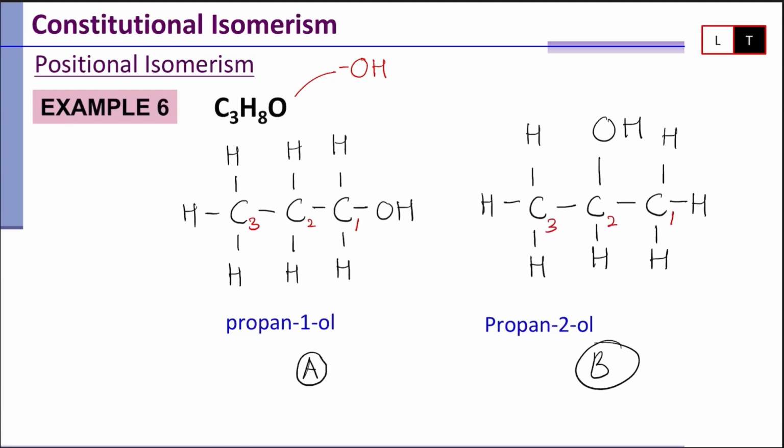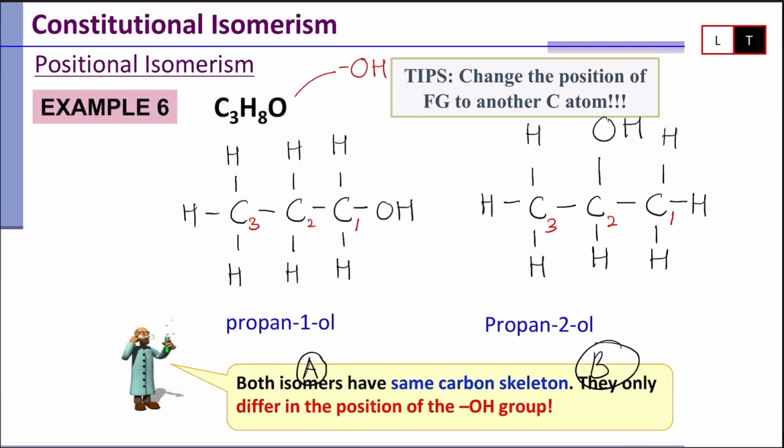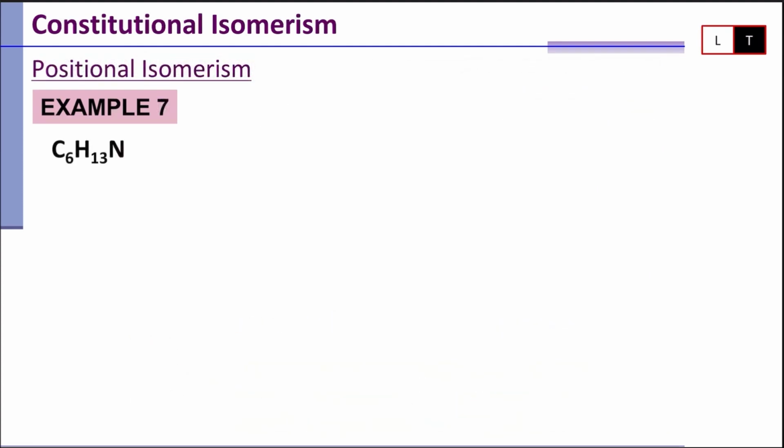So, ini cara kita draw the positional isomer. Tips dia, jangan lupa change the position of functional group to another carbon atom. Both isomers, dia ada same carbon skeleton, cuma dia hanya berubah dari segi position OH group tu sahaja. So, mari kita tengok contoh example 7. I start with C6H13N.